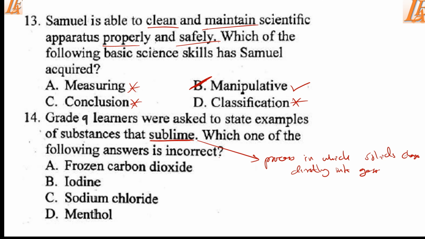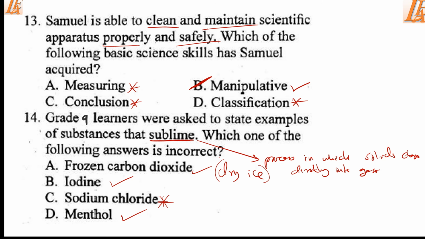This one is correct. We call it sometimes dry ice. The other name for frozen carbon dioxide is dry ice. So this one is correct. B, iodine. This one is also correct. It sublimes. It changes from solid to gas. C, sodium chloride. Sodium chloride is an ionic substance. When you heat it, it changes to a liquid. And then when you heat that liquid, it changes to a gas. So this one cannot undergo sublimation. Then D is menthol. Menthol undergoes sublimation.